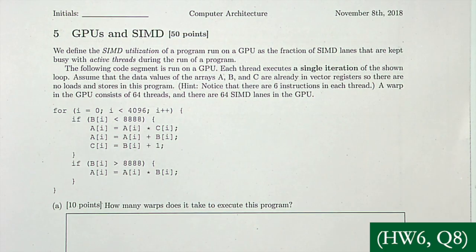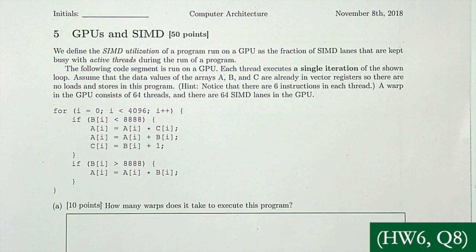Same one. It says, we define the SIMD utilization of a program run on a GPU as the fraction of SIMD lanes that are kept busy with active threads during the run of a program. The following code segment is run on a GPU. Each thread executes a single iteration of the shown loop. Assume that the data values of the arrays A, B, and C are already in vector registers, so you don't need to worry about memory accesses. And it gives us one hint: there are 6 instructions in each thread. A warp in the GPU consists of 64 threads, where there are 64 SIMD lanes in the GPU.